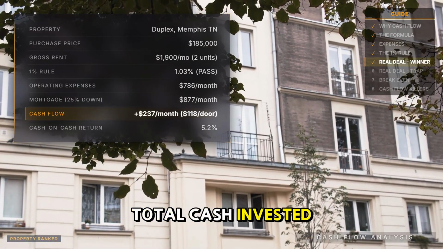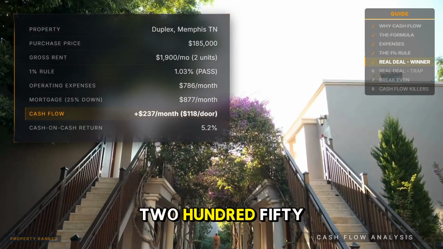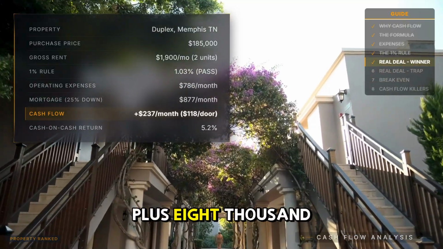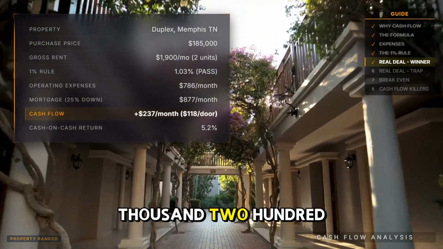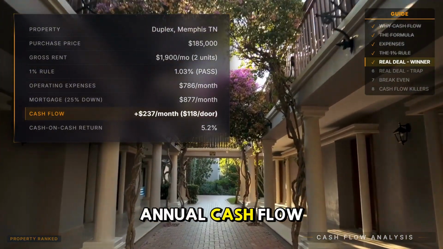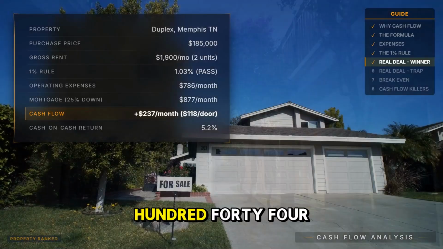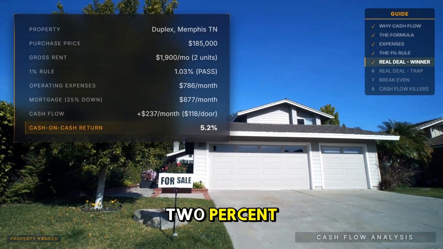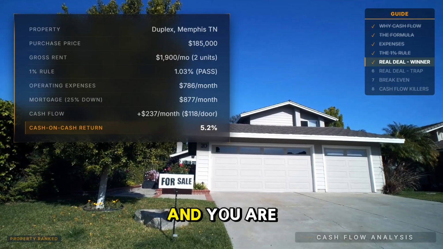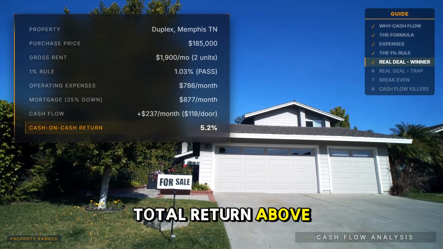Total cash invested: $46,250 down payment plus $8,000 in closing costs, totaling $54,250. Annual cash flow: $2,844. Cash on cash return: 5.2%. Add principal paydown, and you are looking at a total return above 10%.